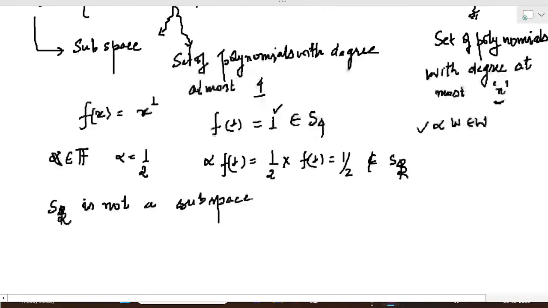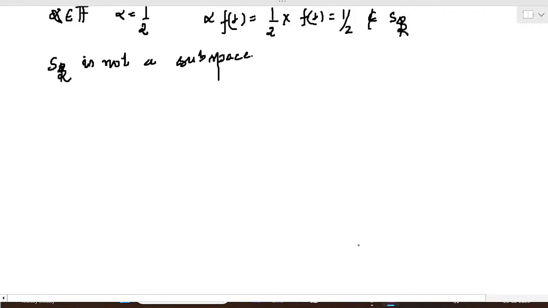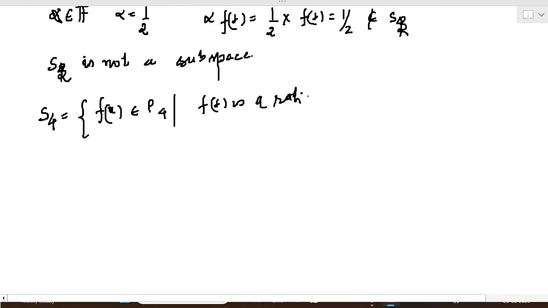Okay, now let us move to another example. I'm just taking some examples so that the concepts get revised and then I'll move forward. Let us take another example, S4. S4 represents all those functions belonging to P4 such that f(1) is a rational number. Do you think this forms a subspace?